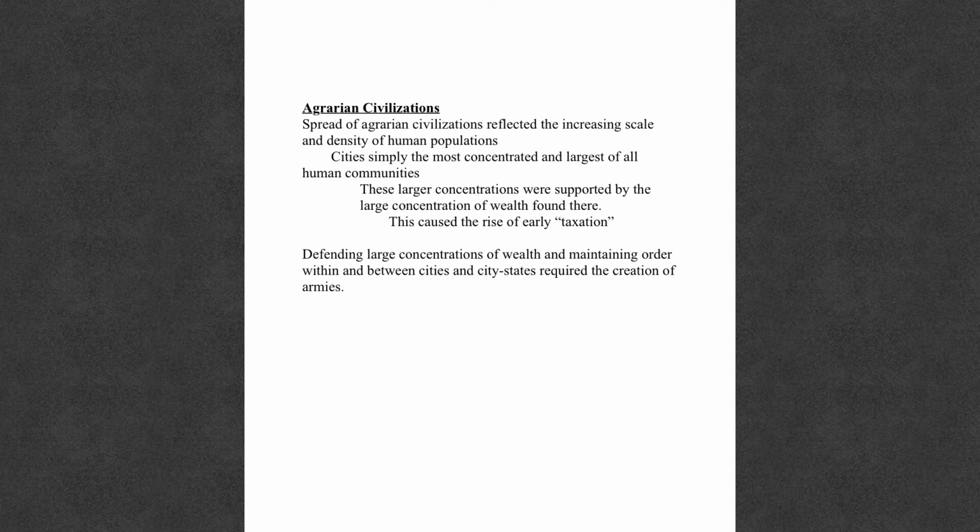And cities simply were and continue to be the most concentrated and largest of all human communities. I mean, cities still exist today. And I think the first thing you think of with cities is a lot of people just kind of packed in there. These larger concentrations of people are supported by the larger concentration of wealth found there.